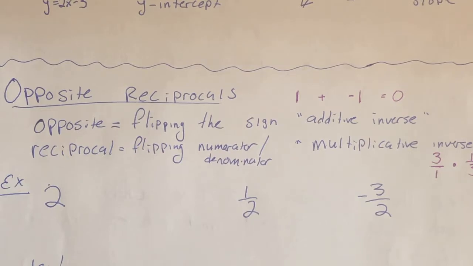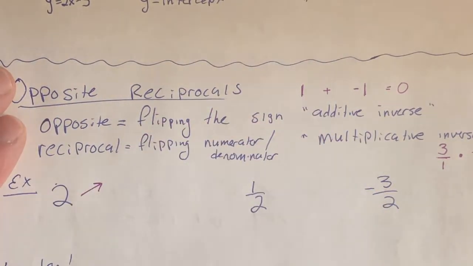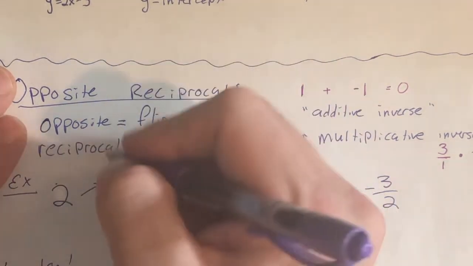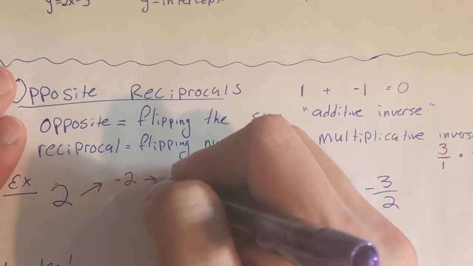We have 2. We have 1/2. We have negative 3/2. Let me start with 2, and I'm going to show you both ways we could get its opposite reciprocal. The first way is to start by finding its opposite, and the opposite of 2 is negative 2. It's like 2, but I flipped the sign. And then I could get the reciprocal of 2.